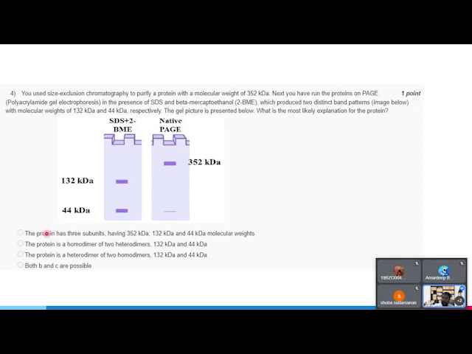The options that are given here are, the protein has three subunits having 352 kilodalton, 132 kilodalton and 44 kilodalton molecular weights. The protein is a homodimer of two heterodimers, 132 kilodalton and 44 kilodalton. The protein is a heterodimer of two homodimers, 132 kilodalton and 44 kilodalton. And the final option is, both B and C options are correct. So you can go ahead and try to answer which you think is the correct one.